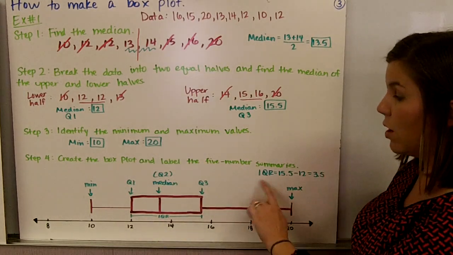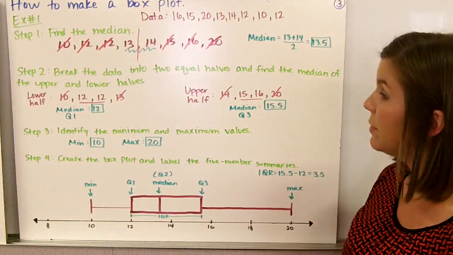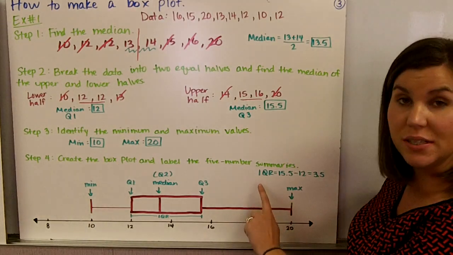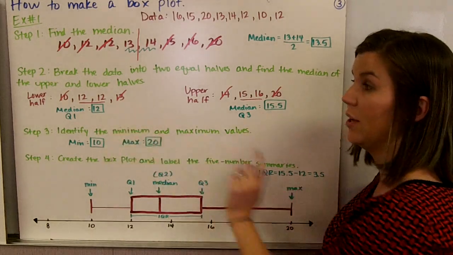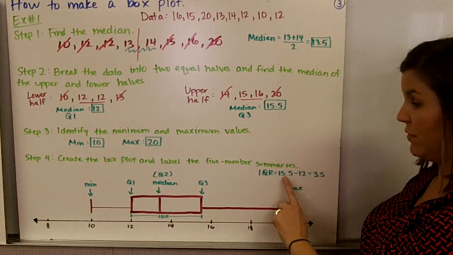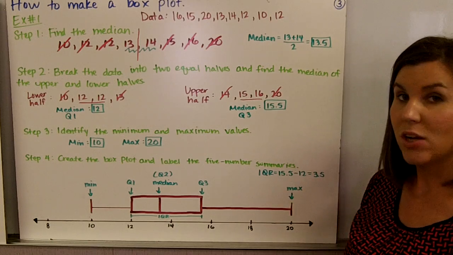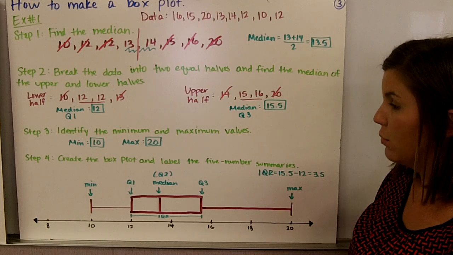Now the IQR is the interquartile range. It is not part of our 5-number summary, but it's easy to calculate because we have Q3 and Q1. So we say Q3 subtract Q1, 15.5 minus 12, and we get 3.5 as our IQR, or interquartile range.